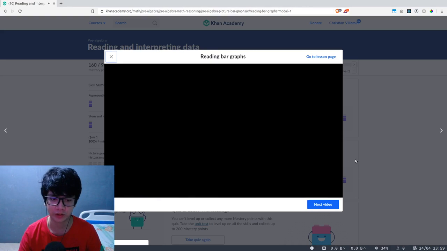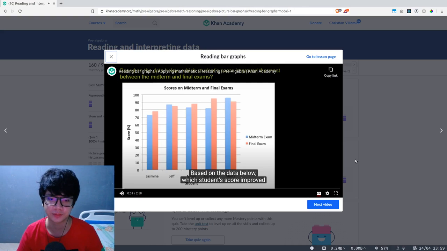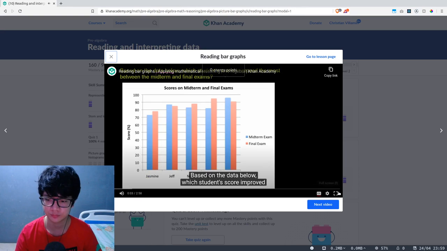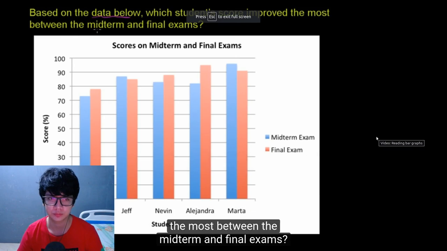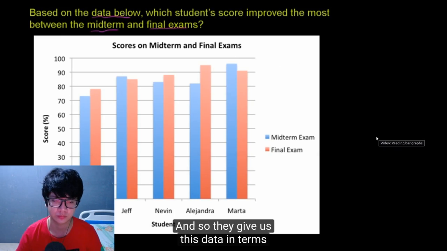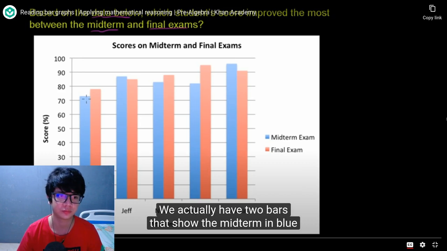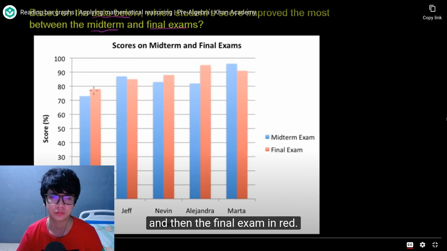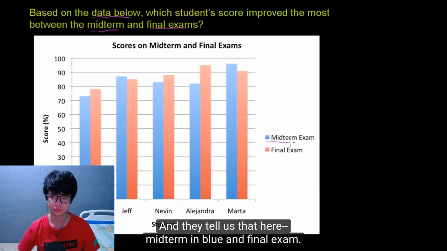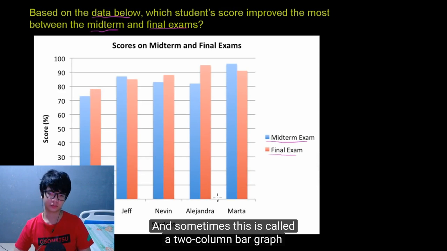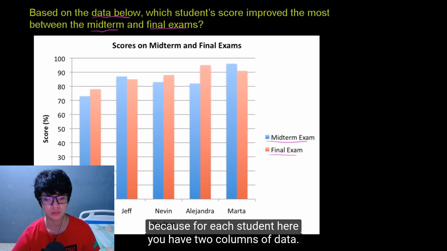Okay, that's really quick. Based on the data below, which student score improved the most between the midterm and final exams? And so they give us this data in terms of a bar graph for each student. We actually have 2 bars that show the midterm in blue and then the final exam in red. And they tell us that here, midterm in blue and final exam. And sometimes this is called a 2-column bar graph because for each student here, you have 2 columns of data.